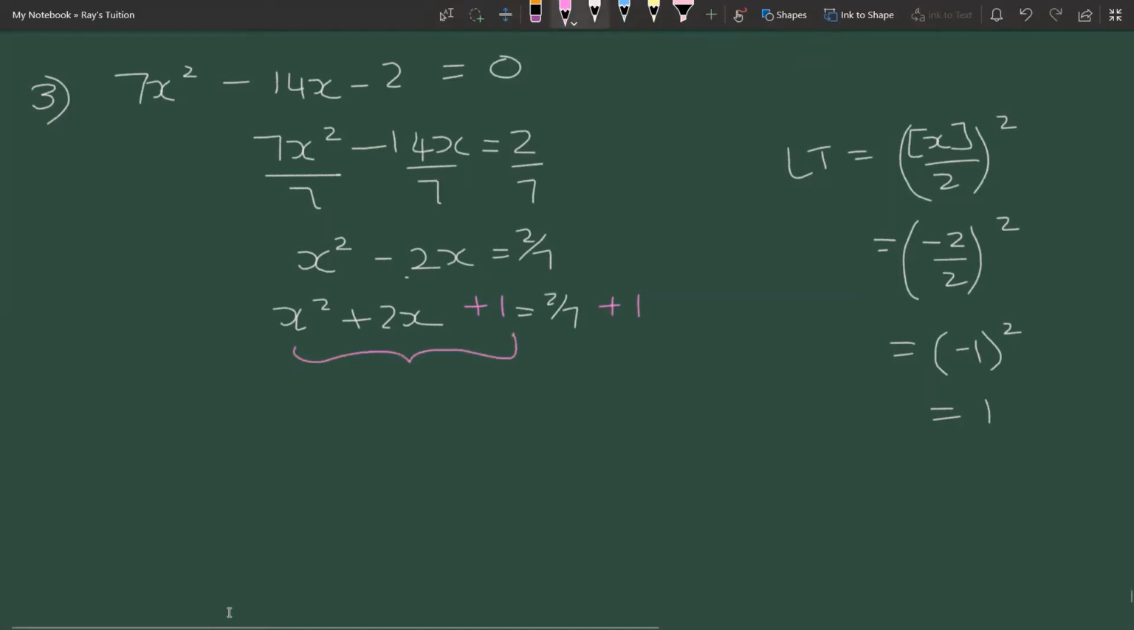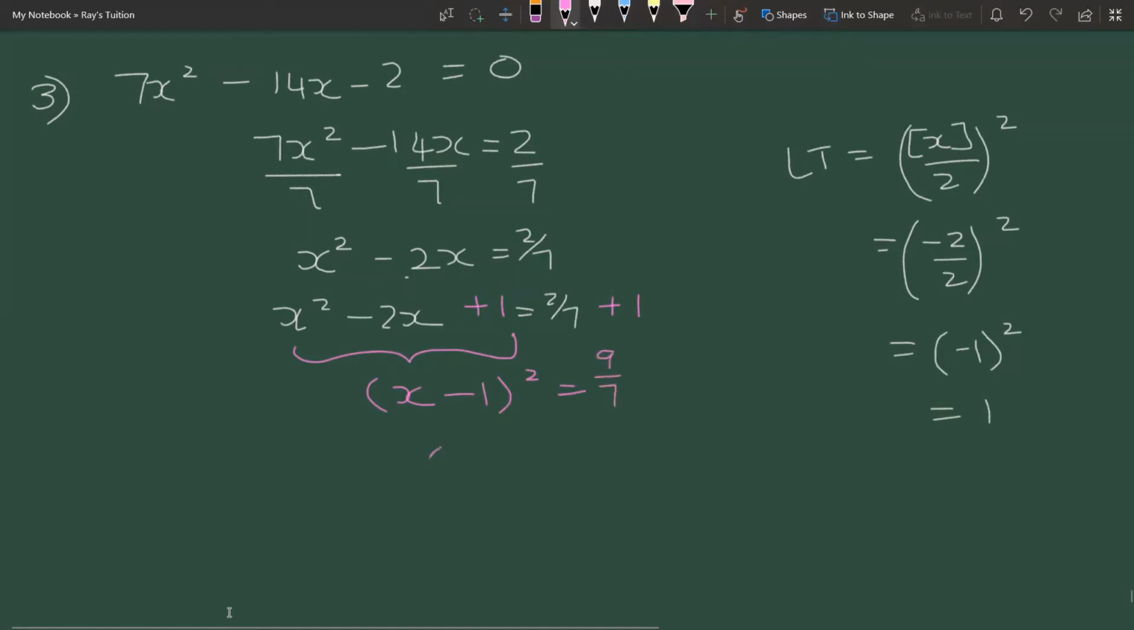Sorry, I don't know why the sign here changed from minus to positive. It's negative. So it's still negative. So our perfect square is then x minus, remember the term before you squared it, minus 1 squared is equal to 1 plus 2/7, which is 9/7.